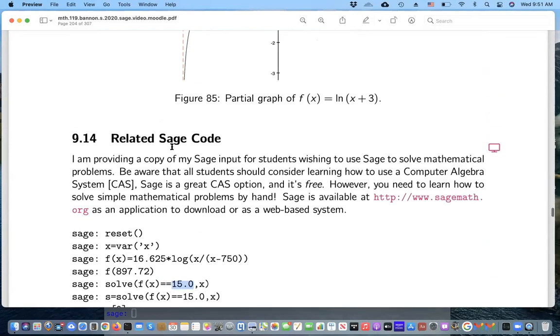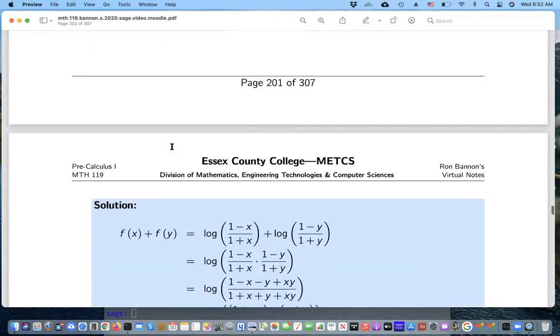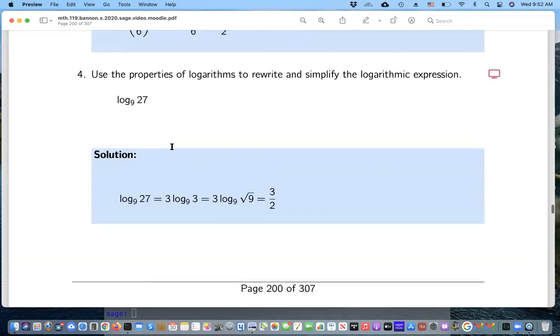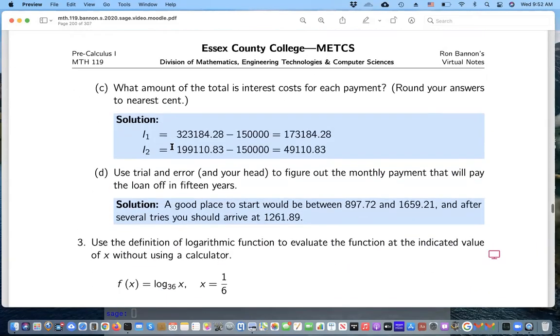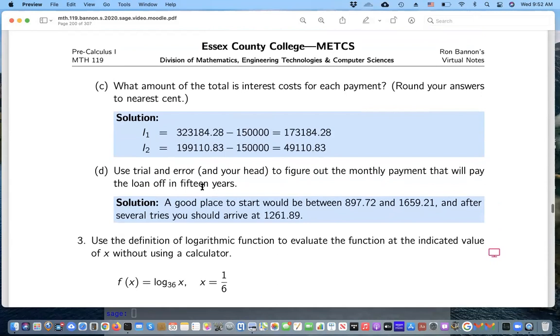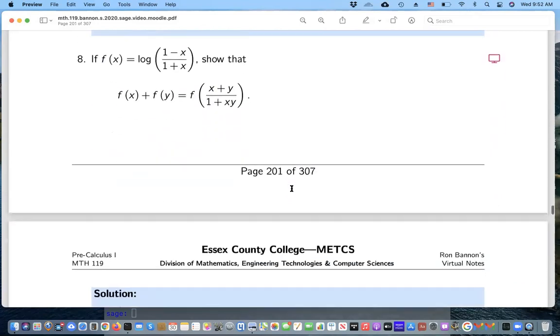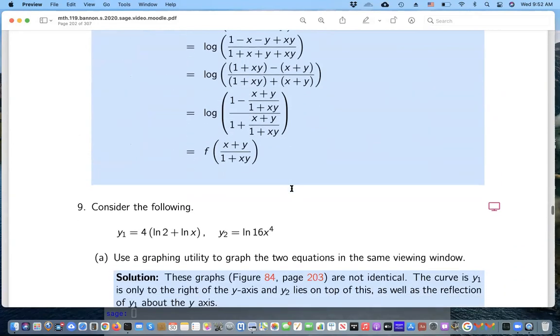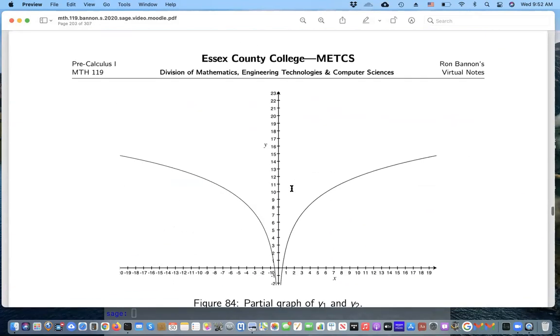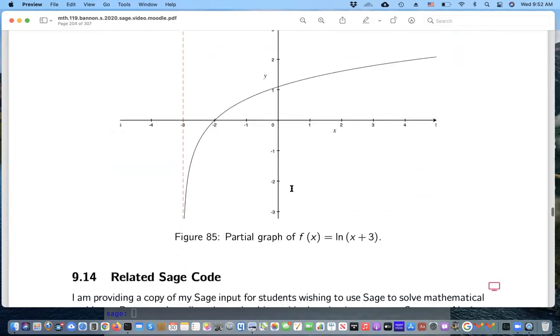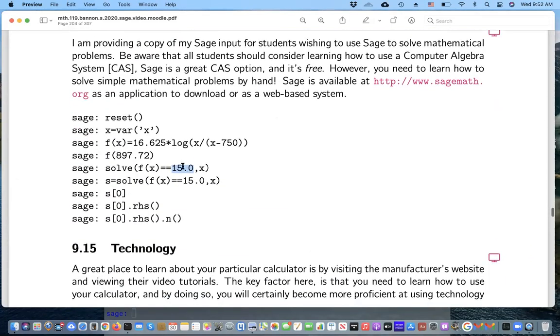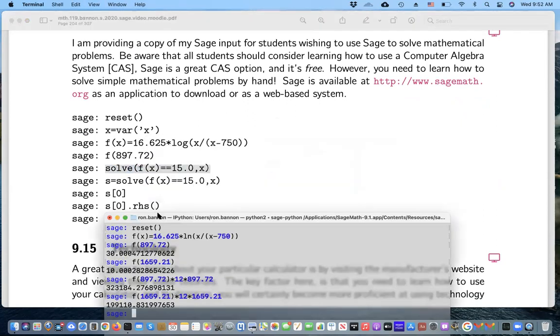All right, let me go back to the question. Trial and error, 15 years. We want it to be 15 years, all right? We want it to be not 10 years, not 30 years, we want 15 years, right? How much would I have to pay per month if I was going to do the 15 years? So we need to solve that function for 15. We need to solve for x, all right? And again, I want to go back over the code again with you. I'm going to go back to this over here.